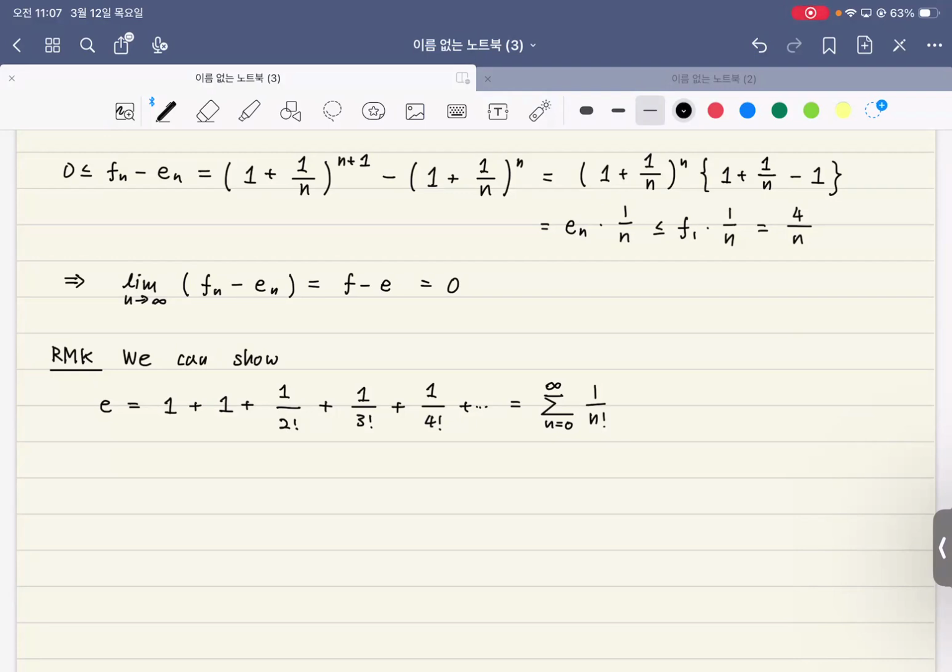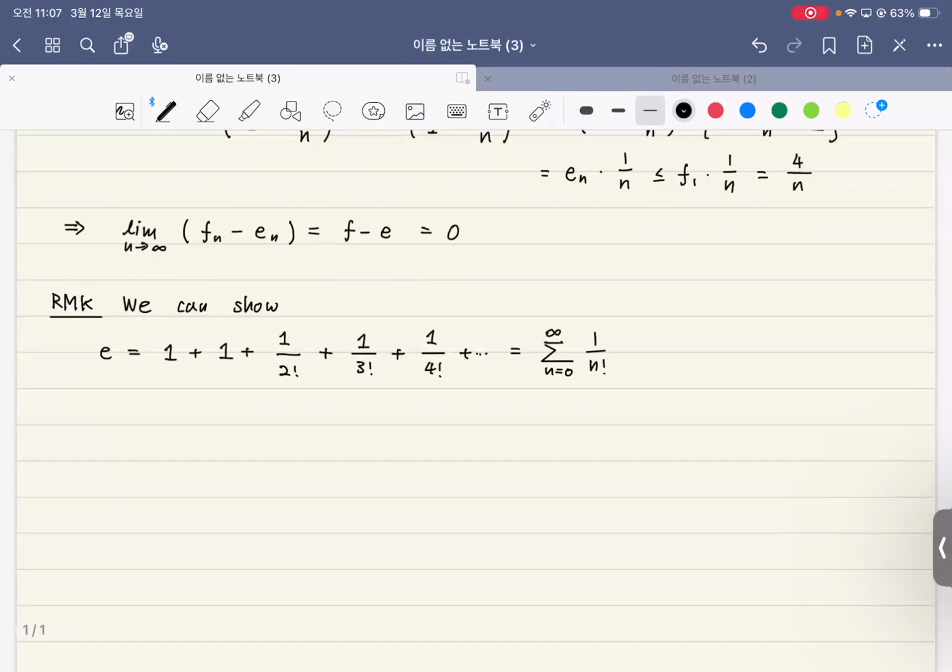Okay, anyway, this is the end of Chapter 1, and we are going to move to Chapter 2: Functions and Continuity.